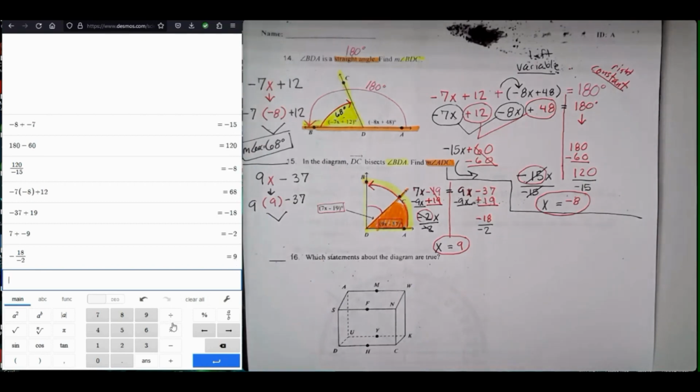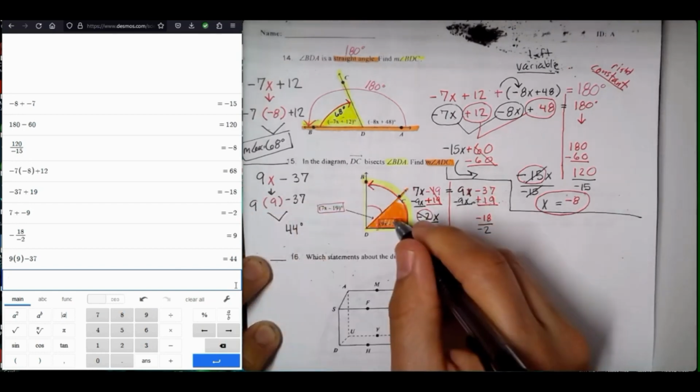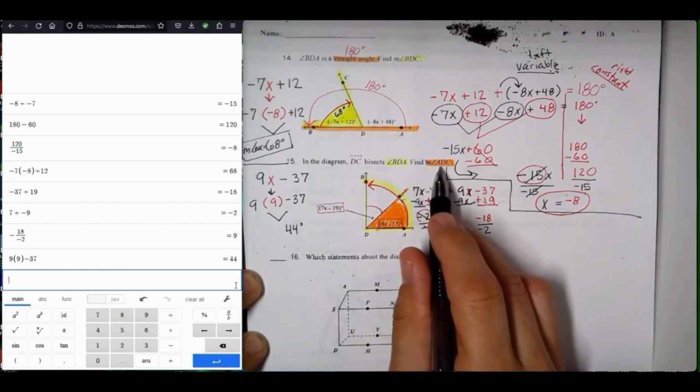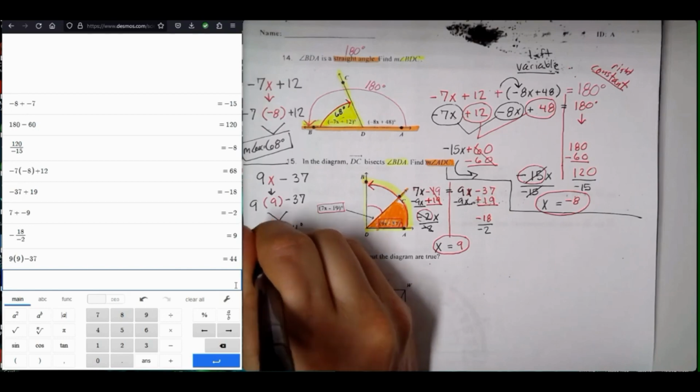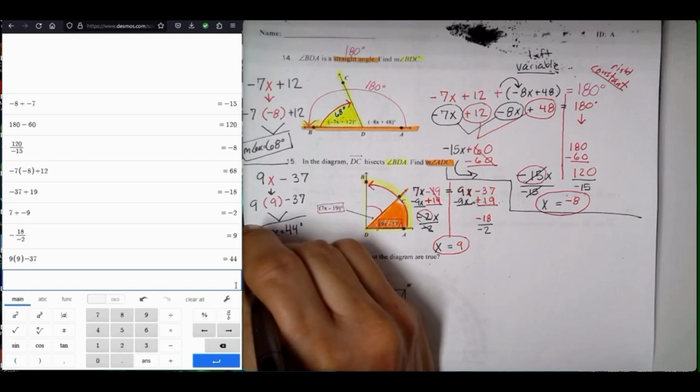All right, so I have 9, parenthesis, 9, close parenthesis, minus 37. And remember, we always put parentheses whenever we're substituting a number for a variable. Always put it in parentheses. So 9 times 9 minus 37, hit enter, and it gives me 44. So I know that that angle right over here is 44 degrees. And so the measure of angle ADC is equal to 44 degrees.